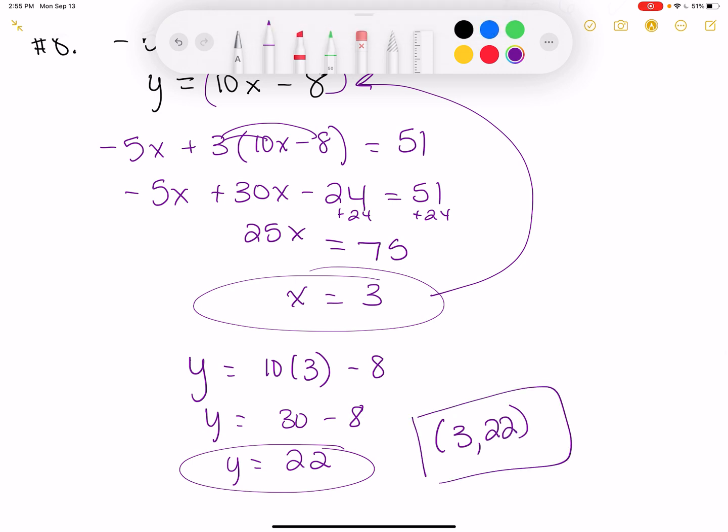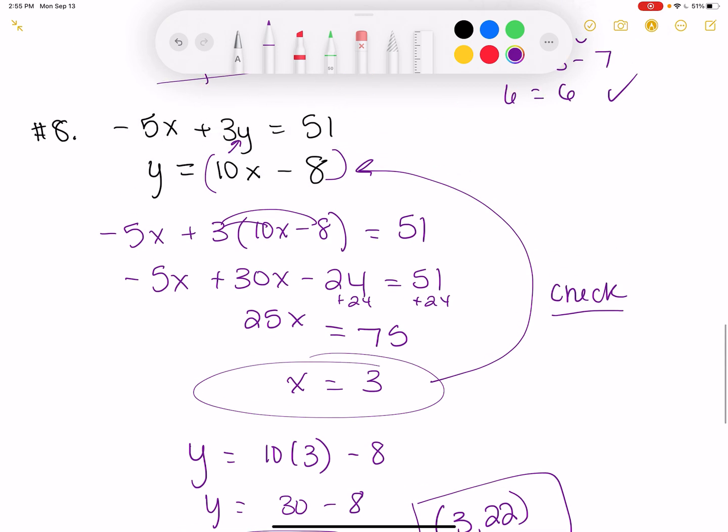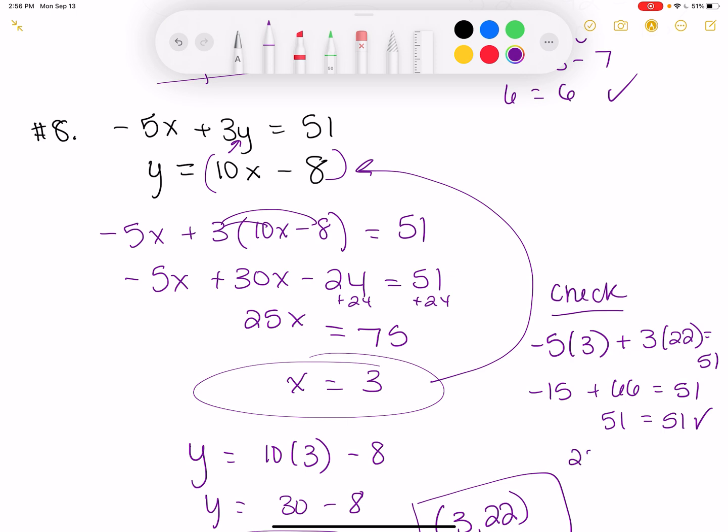And then checking: negative 5 times 3 plus 3 times 22 equals 51. Negative 15 plus 66 is equal to 51. 51 equals 51. And then in the other one, 22 is equal to 3 times, or well, I guess it's 10 times 3, but I wrote it backwards. Oh well. So 22 equals 22.